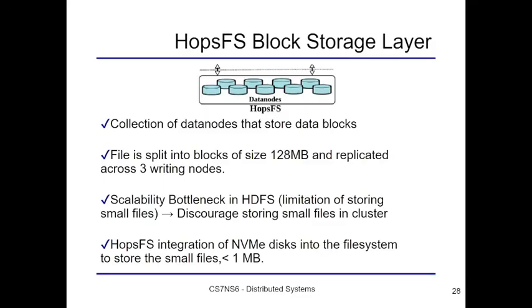The block storage layer implementation of HopsFS implements the same architecture as its predecessor, which is HDFS. This layer holds the actual data associated with the metadata and stores files in a block store format. In block store, the files are split into 128 megabyte blocks, and each block is replicated usually by 3 different nodes in the block storage layer.